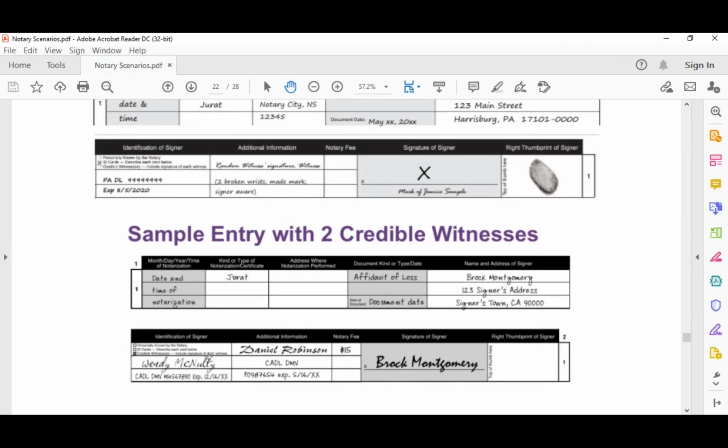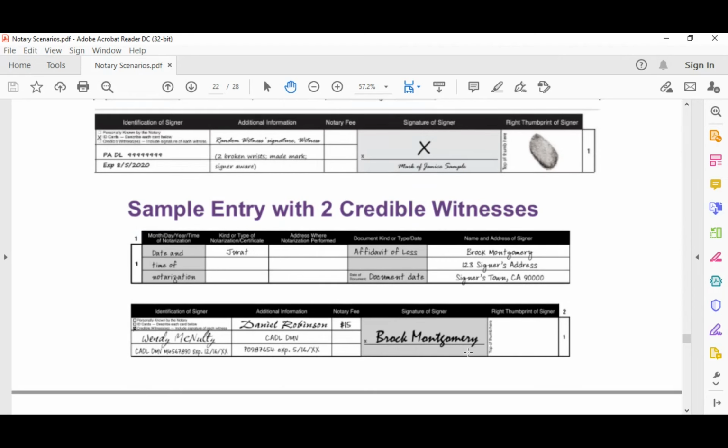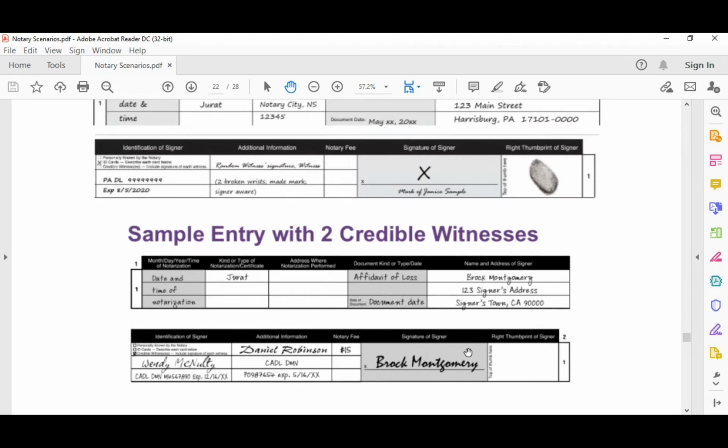Okay. We have the identification and name of that person. And in your notes, you're going to have to just put the second person. If your journal doesn't have a slot for witnesses, I'm sorry, then this is what you would do, okay? And the signature of signer, Brock Montgomery, okay?